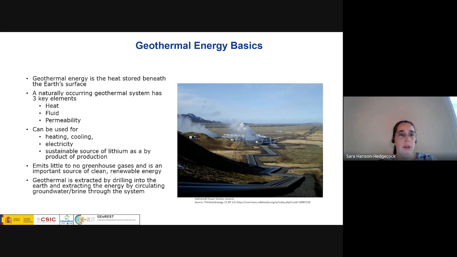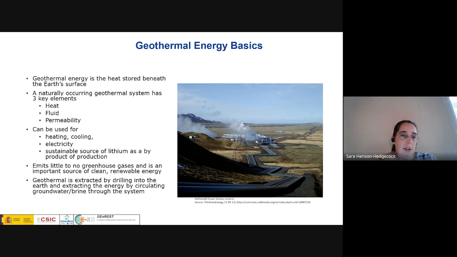Geothermal energy is basically the heat that's stored beneath the surface. It can be used for heating, cooling, and electricity. It's also a sustainable source of lithium, which one needs for batteries, which is important in the electrification of cars and whatnot.